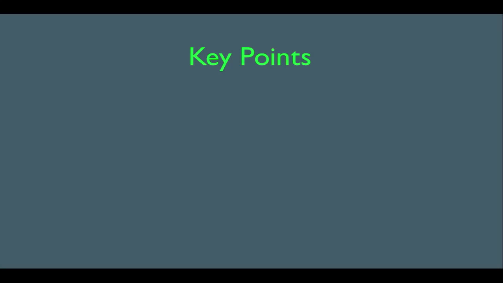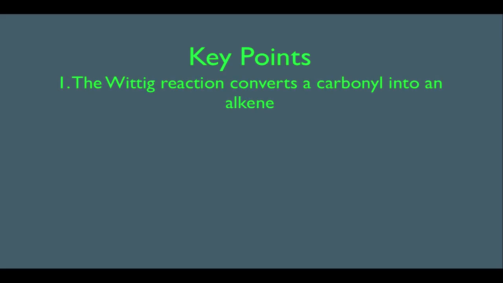In this online lecture, we're going to discuss the Wittig reaction. Very important here. Let's talk about our key points. This is what we're going to learn. Number one, the Wittig reaction converts a carbonyl into an alkene. That's going to help us with quick product.